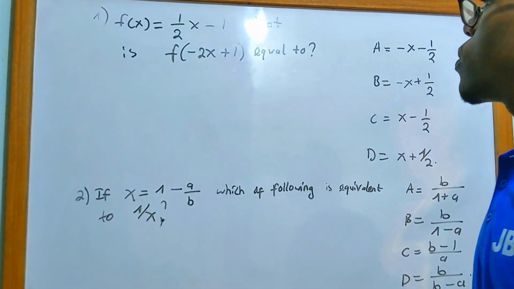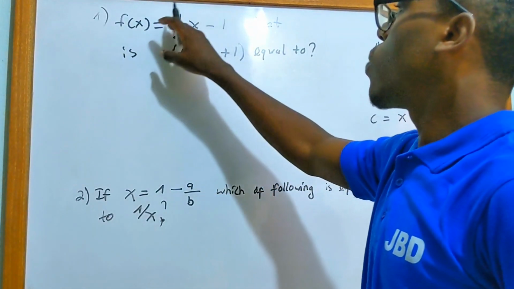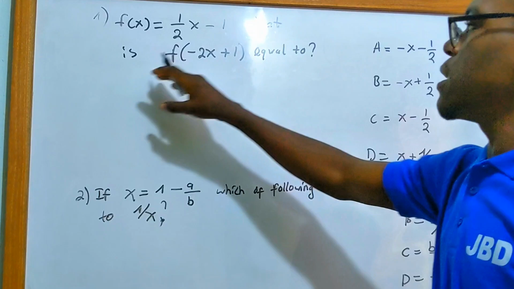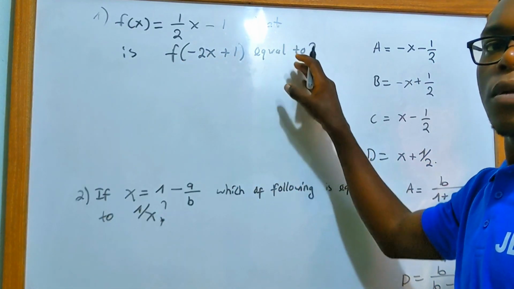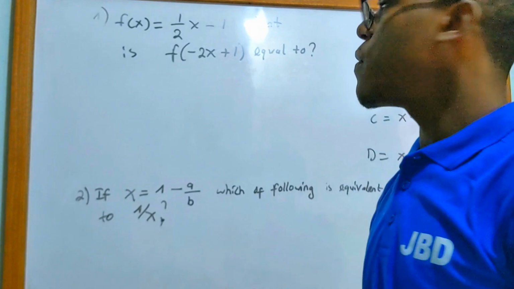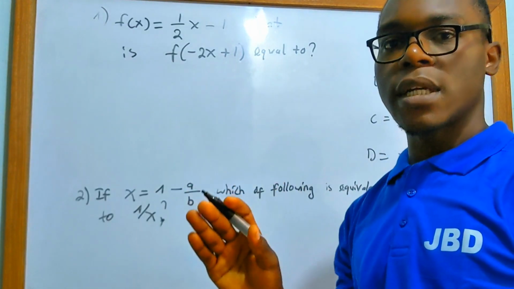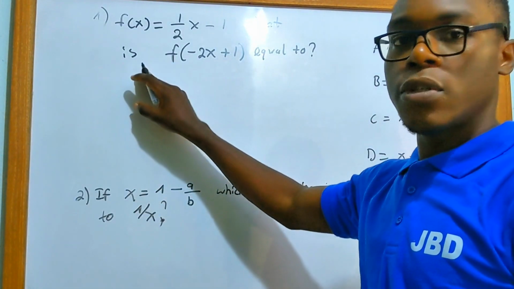Okay, welcome back. We're having this question. f of x is equal to 1 over 2x minus 1. What is f of 2x plus 1 equal to? Okay, this is a mathematics question, and to solve this, there is a basic strategy to use here. What are you going to use in solving this?